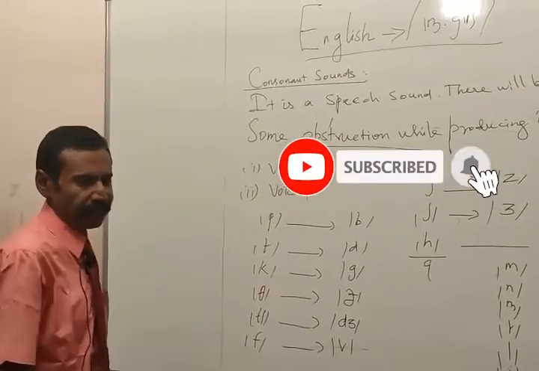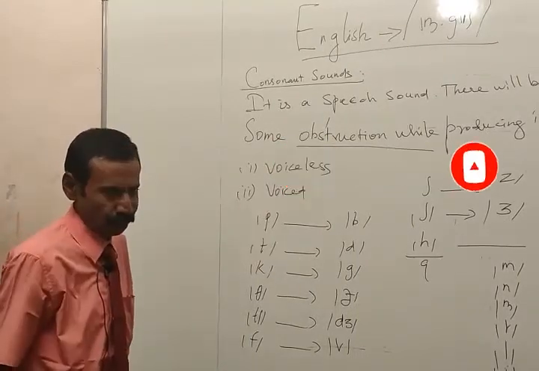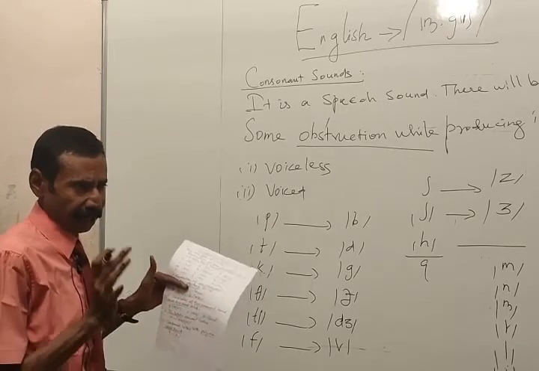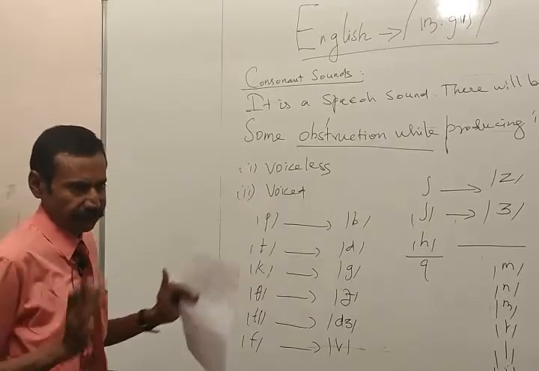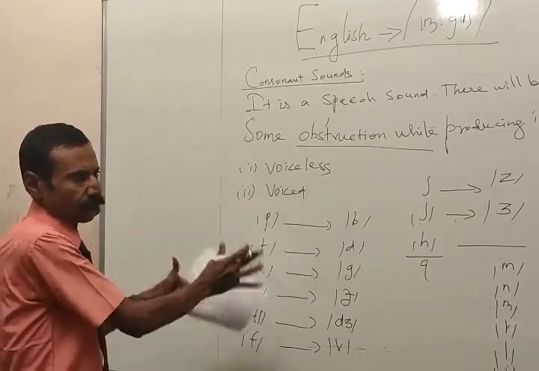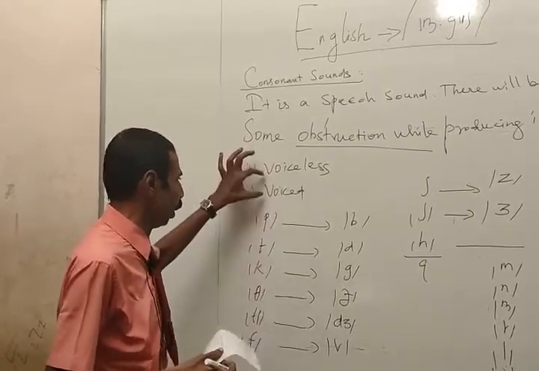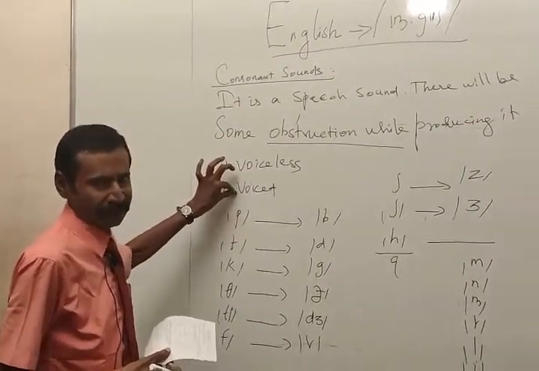Before that, we discussed the letter form and its equal sound. Now we are moving to English grammar, English phonetics. We have only two things, vowels and consonants. First we are going to discuss the consonants. Consonants can be divided into two types, namely voiceless and voiced.